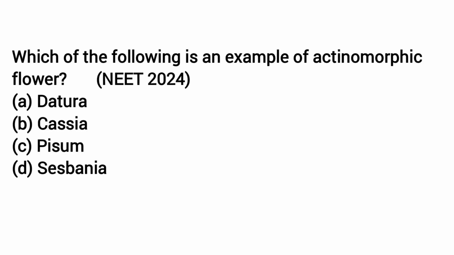You know that actinomorphic is a condition where the flower can be divided into two equal halves in any plane passing through the center. So any radial plane passing through the center can divide the flower into two equal halves, which is nothing but the actinomorphic flower. And from the given options, Datura shows this actinomorphic condition, or it is an actinomorphic flower. So that's why option A is the correct answer for this question.